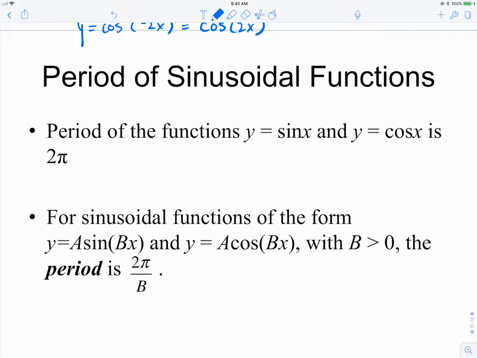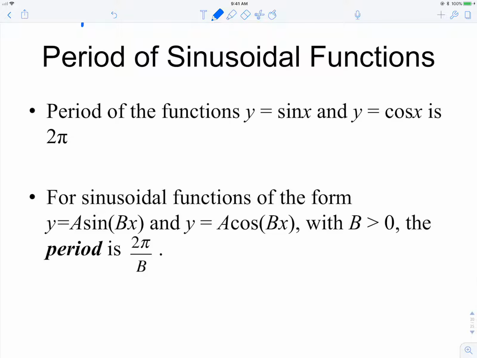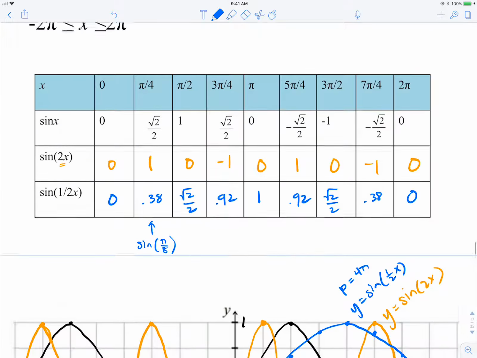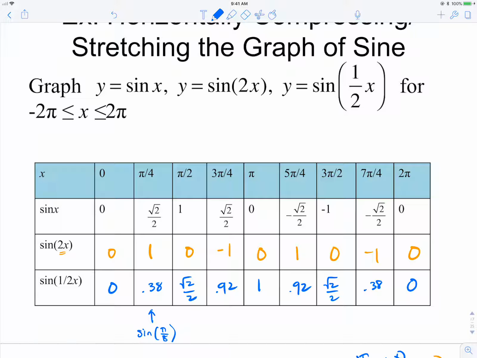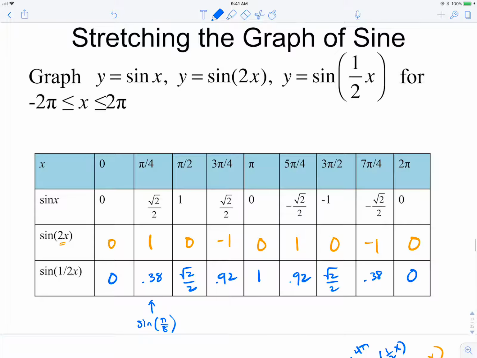So when a parent function has been horizontally stretched or compressed, it changes the period of the function. The period can be determined by dividing 2 pi by b. And we saw that happen in the graph of sine of 2x and the graph of sine of 1/2 x. We said that the period for sine of 2x was equal to pi. So 2 pi divided by 2 would be pi. And the period of sine of 1/2 x was 4 pi, and 2 pi divided by 1/2 is 4 pi.